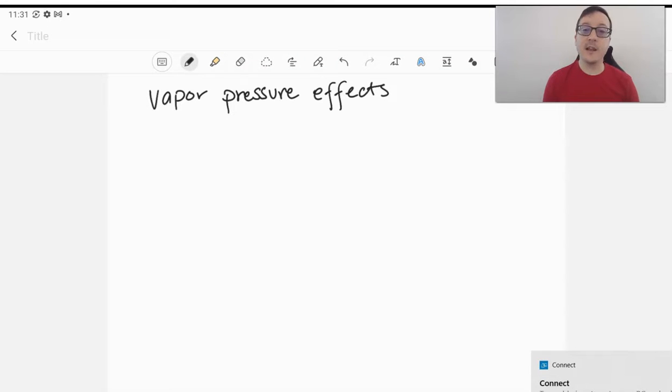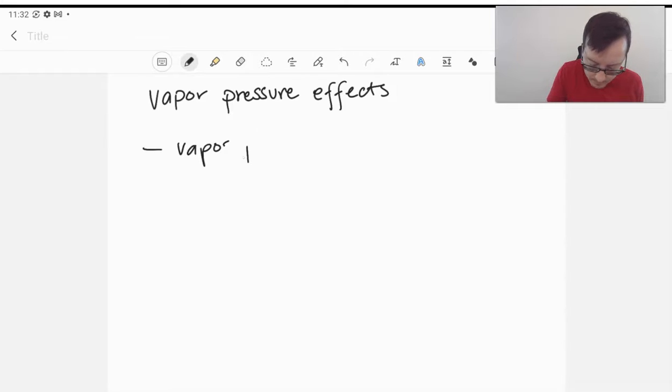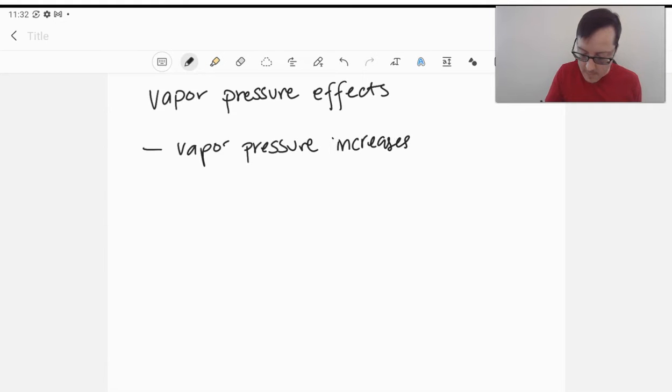Let's talk about our first colligative property, which is going to be how solutes affect the vapor pressure of a solvent. And since most of our solvent in general chemistry happens to be water, that's the one we're going to focus on here. So remember that back in Gen Chem when we talked about vapor pressure as a property of liquids, vapor pressure increases with temperature. So as your temperature increases, your vapor pressure increases.